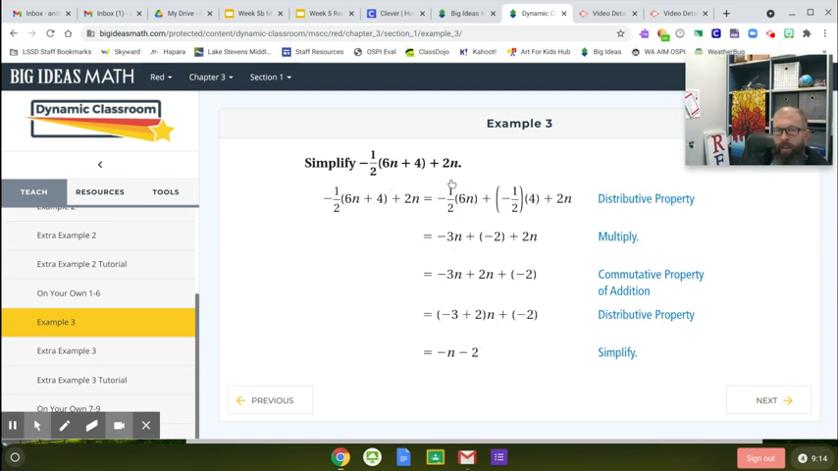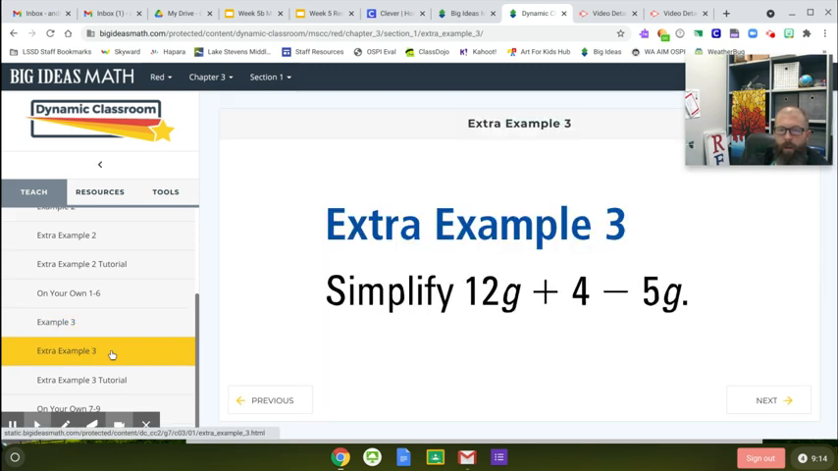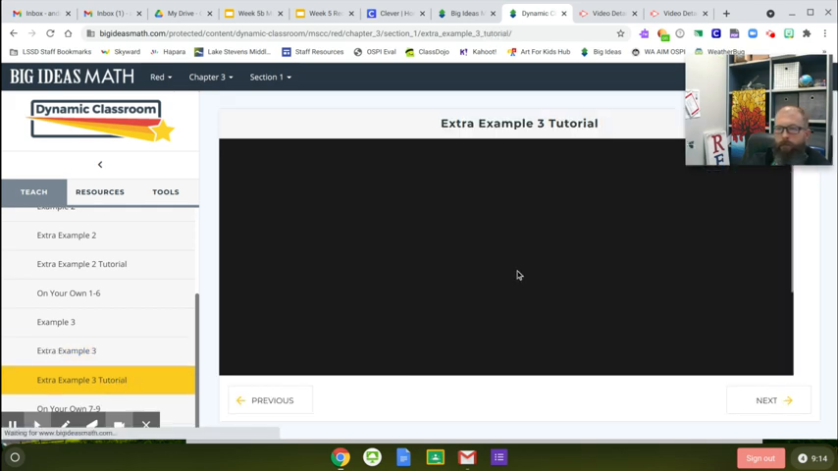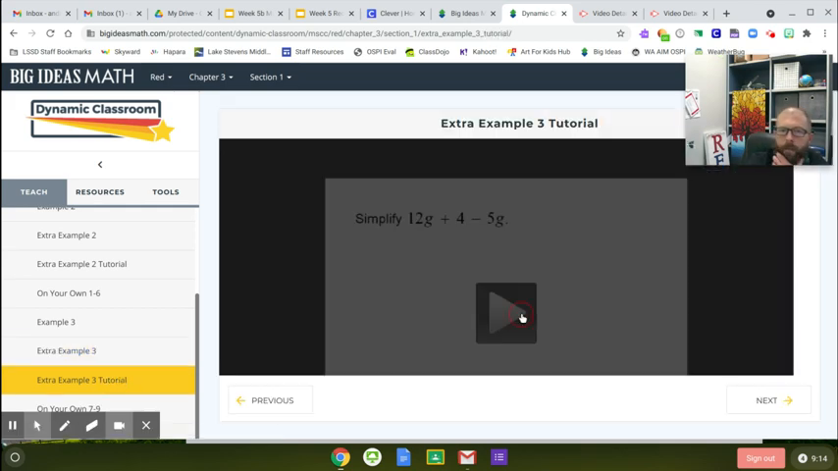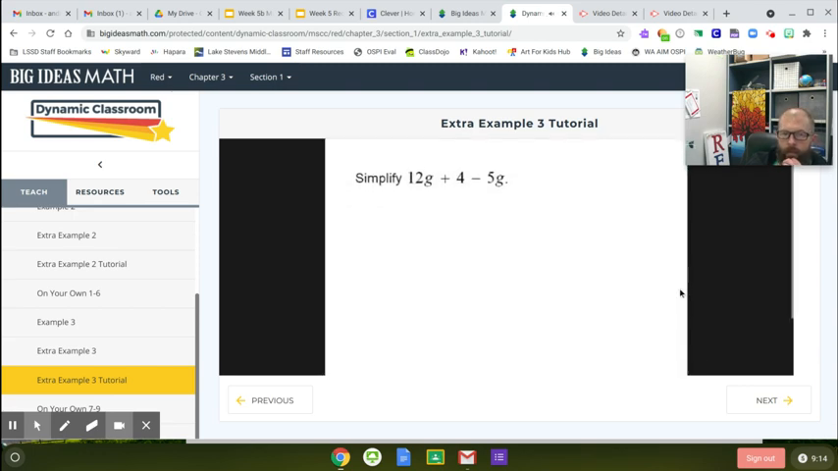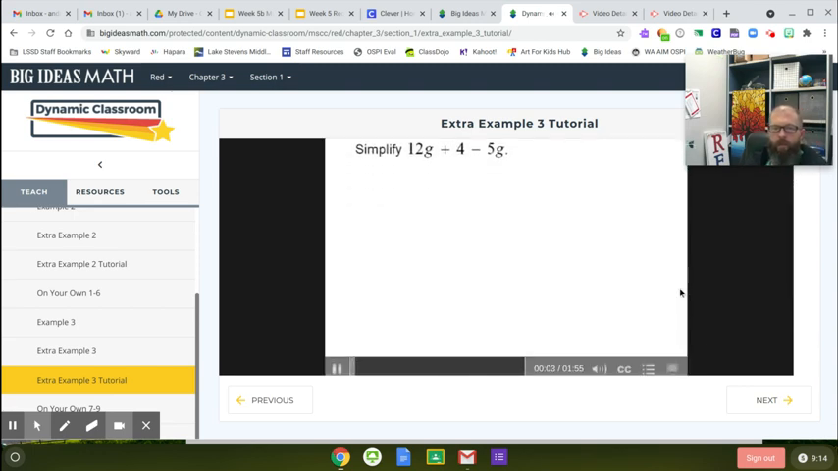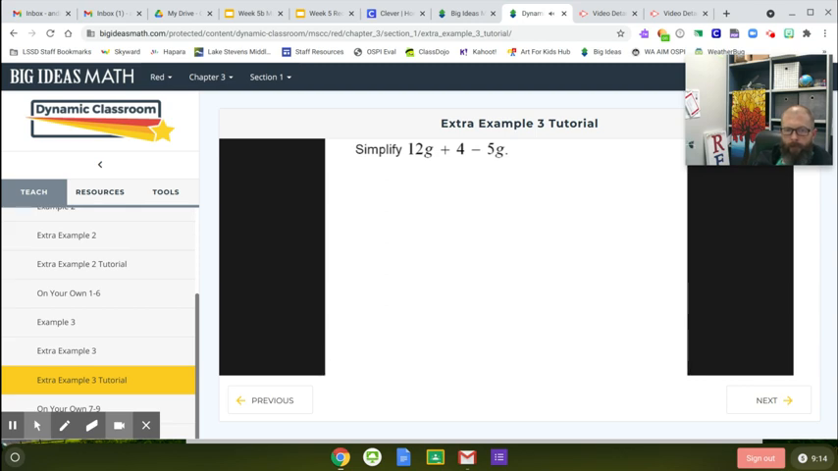Again, this is a lot of steps, so we want to make sure we have our notes so that we can refer to these when we see a problem like this. Okay? A lot of stuff to remember. All right, so we got 12g plus 4 minus 5g. How do they do it? Simplify 12g plus 4 minus 5g.